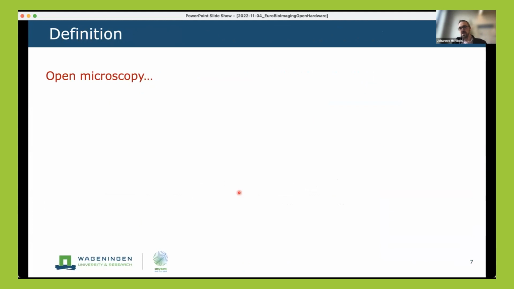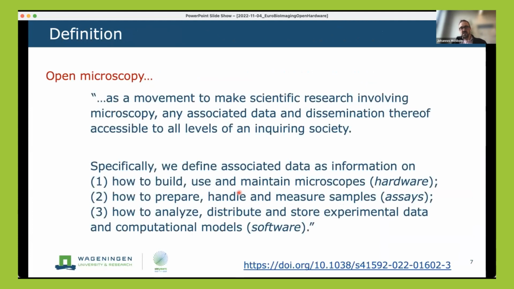Yeah, so what do we mean by that? And we said, okay, we define it as a movement to make any kind of scientific research involving microscopy, associated data, and dissemination accessible to an inquiring society. Yeah, so we cannot define who the society is. That could be the taxpayer, that could be us as researchers. Yeah, and what is associated data?